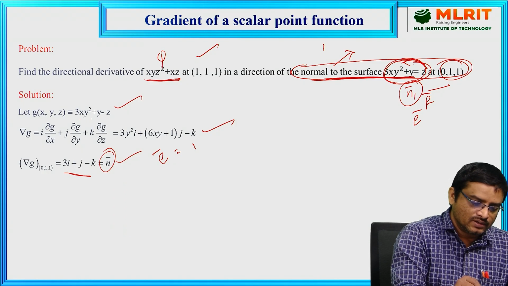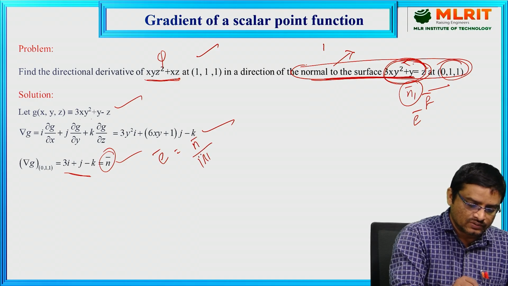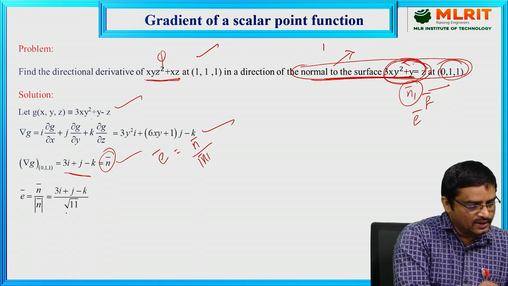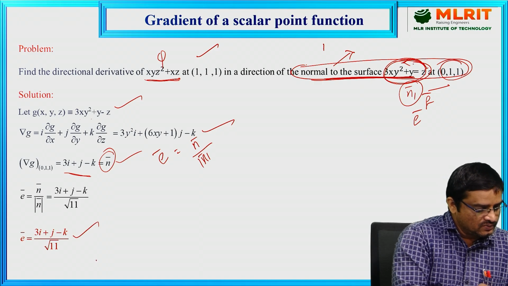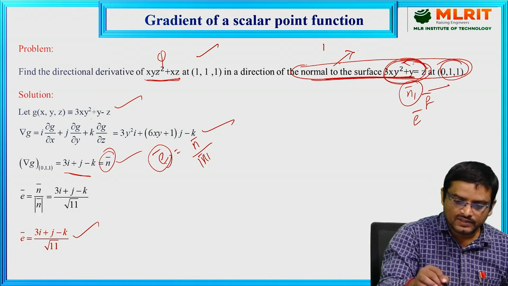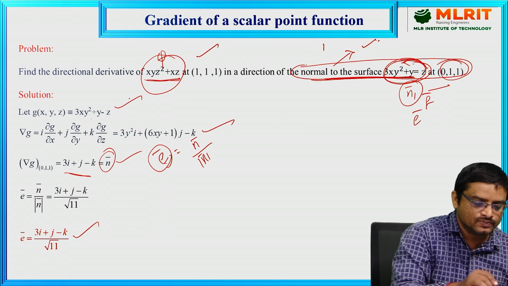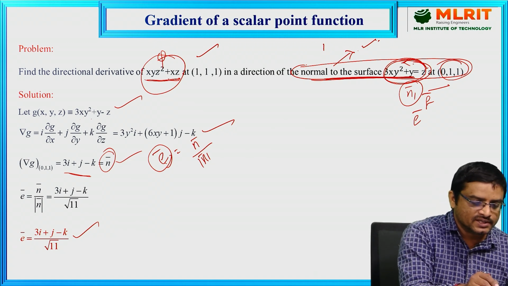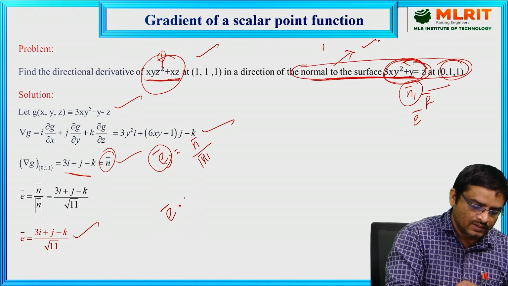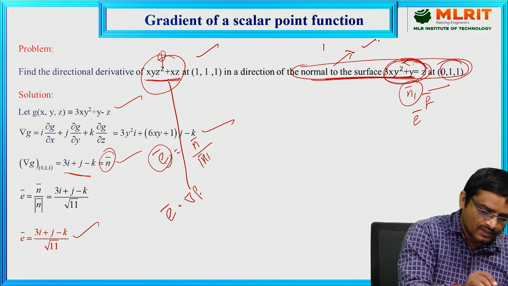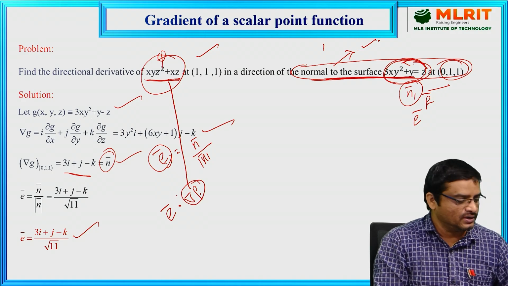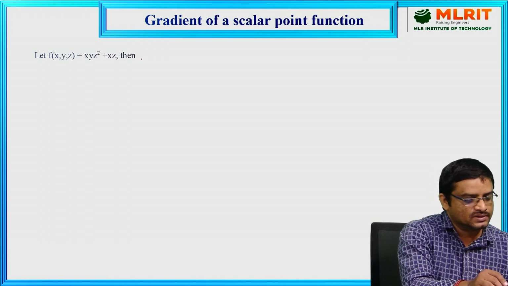What is our e bar? n bar by its magnitude. So e bar is equal to n bar by its magnitude, and you will get this value here. Now in place of this we got this e bar value. This part is completed. Now you concentrate on the other part. In the formula we have e bar dot del f. The second part is, for the given scalar point function, we have to find the gradient value here.